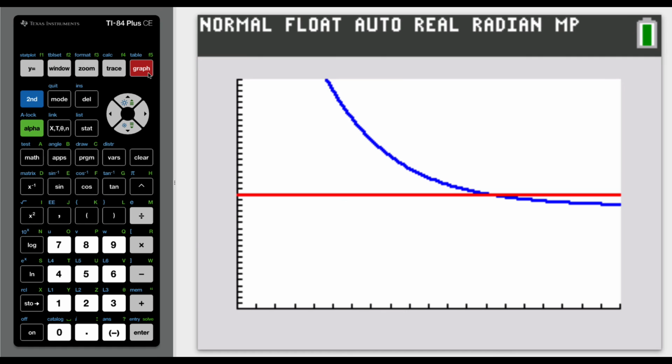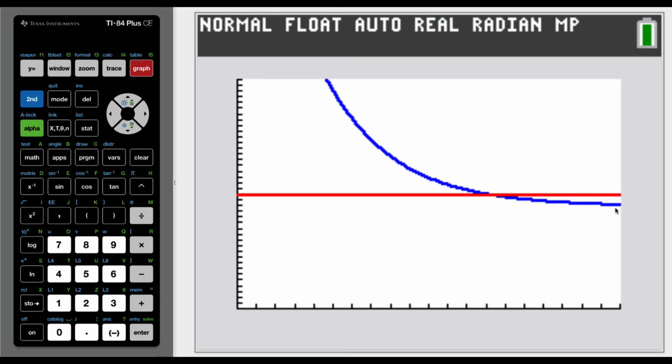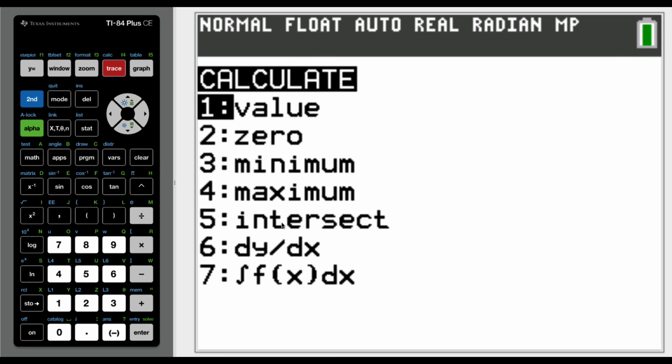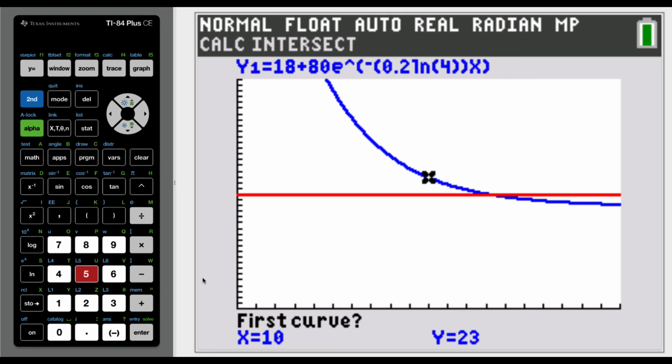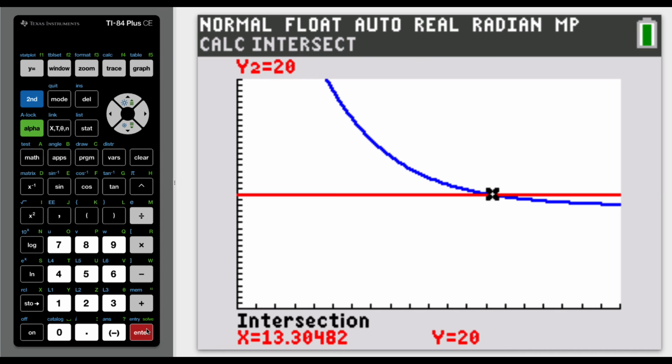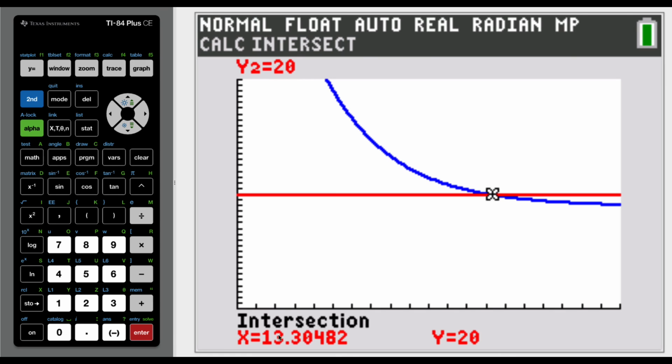When I hit graph, we're going to get a picture that looks something like this. And what we're looking for is the intersection point between our two lines. So I'm going to do second calc, and I'm going to check where my lines intersect. I'm going to go close to the intersection and hit enter 1, 2, 3 times. And it tells me that this is happening at an x value of 13.3.